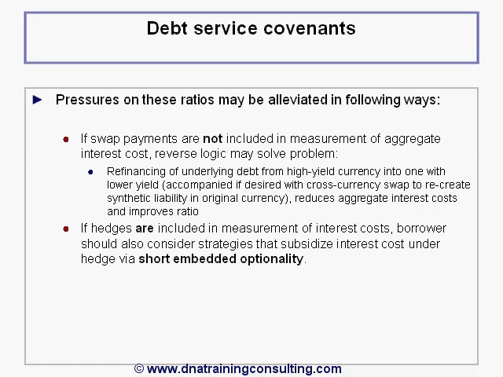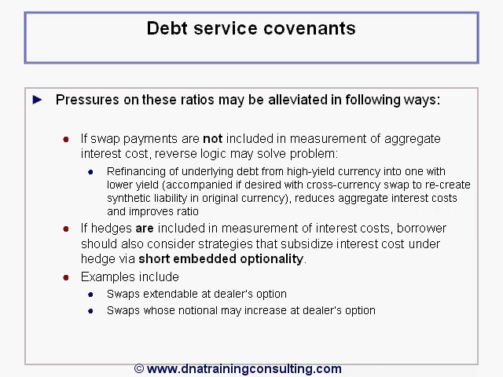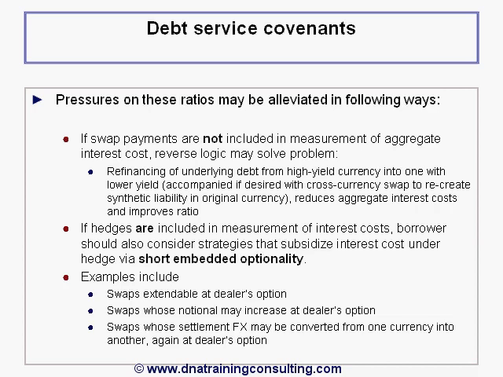When hedges are included in the measurement of interest costs, a borrower should also consider strategies that subsidize the interest cost under the hedge via short embedded optionality. Examples include swaps extendable at the dealer's option, or swaps whose notional may be increased at the dealer's option, or swaps whose currency of settlement may be converted from one currency into another, again at the dealer's option.